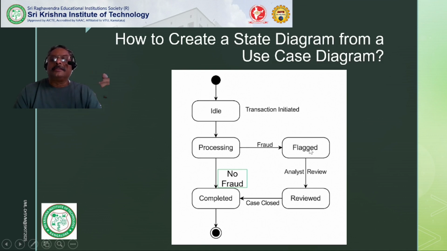If it is suspected fraud, then it will be flagged and sent to the analyst for review, and the analyst will review and give the review report, and then close the case. If it is fraud, then it is completed by rejection. If it is not found to be a fraud, then it will be cleared and completed. So that's about the use case diagram, and that's about the state diagram from the use case diagram.